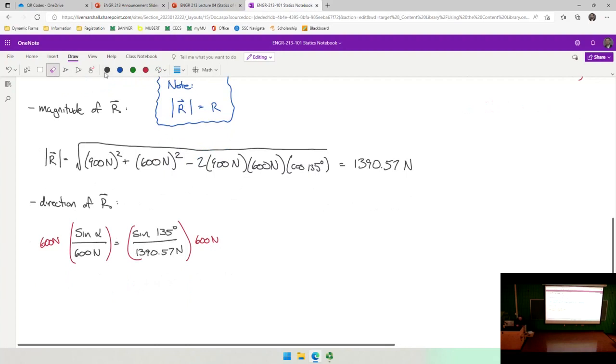All right, so over here we have the sine of alpha, and over here we have 600 newtons over 1390.57 newtons times the sine of 135 degrees. And so alpha is just the sine inverse of all this.